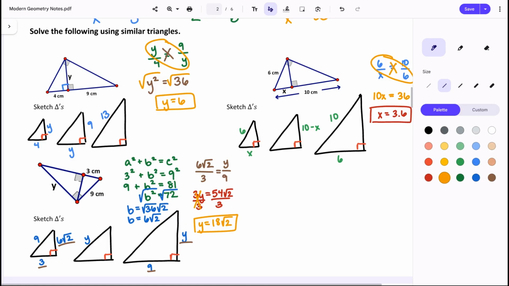Does anyone have questions on this? Okay, we're going to get you guys the homework so you can practice doing geometric mean.